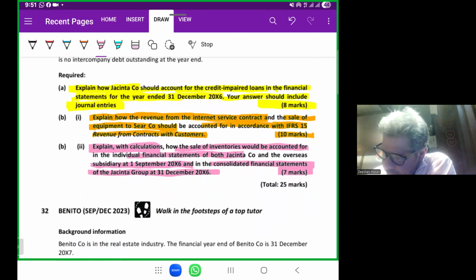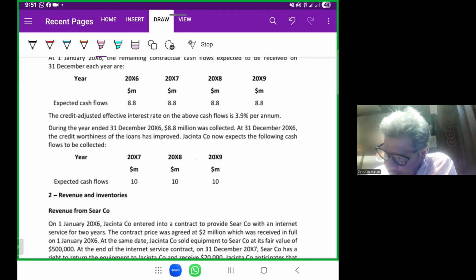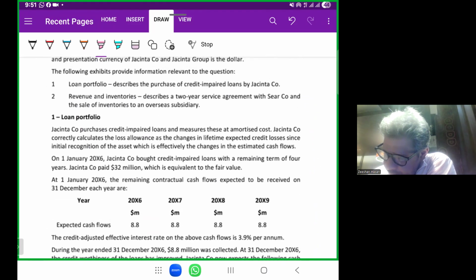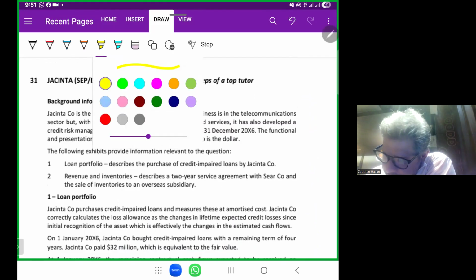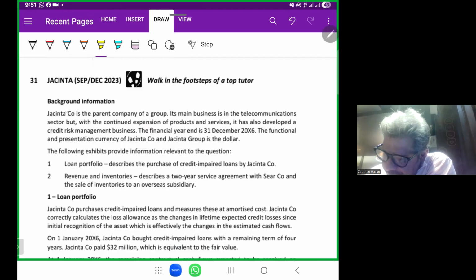Now we are moving to the scenario. What is the scenario saying? Jacinta Company is the parent company of a group. Its main business is in the telecommunications sector, but with the continued expansion of the product and services, it has also developed a credit risk management business. The financial year end is 31st December 2006.